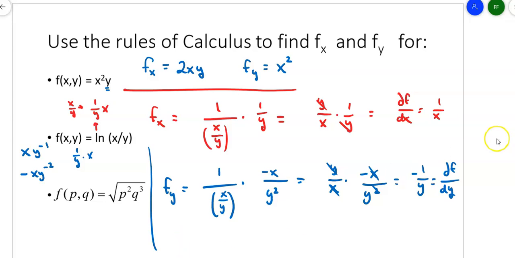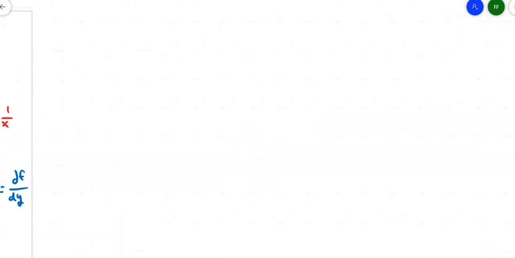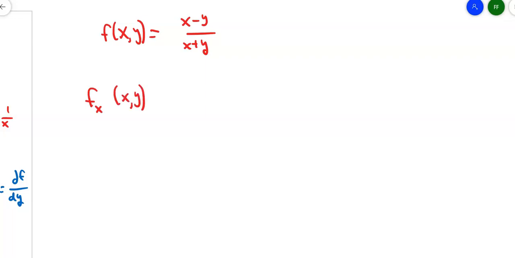All right, let me throw on one that's not on the PowerPoint. Suppose I've got this problem. I've got f of xy equals x minus y over x plus y. And I would like to find the first partial derivative with respect to x of xy. So this time I'm treating y as a constant and x as the variable. This also involves the quotient rule. So now you got to go back to some of those rules from Calc 1 and carry them over.